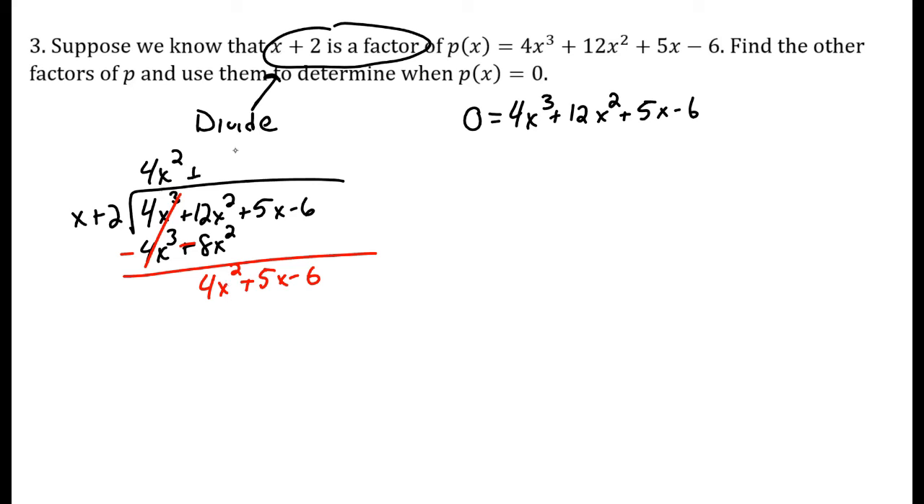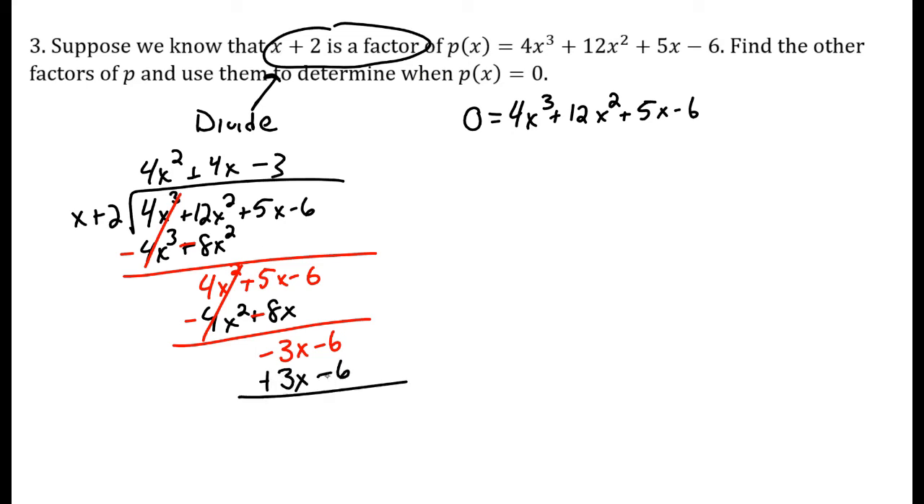What times x is 4x squared? Well, 4x is. 4x times x is 4x squared. 4x times 2 is plus 8x. Change my signs to subtract. Those add to 0. I get negative 3x minus 6. We're almost there. Negative 3 times x is negative 3x. Negative 3 times 2 is negative 6, which means when I change my signs, I get a remainder of 0.